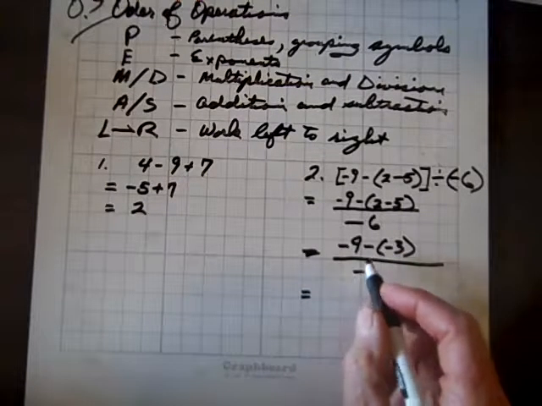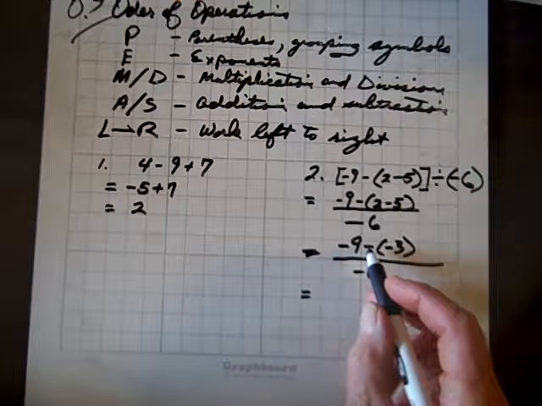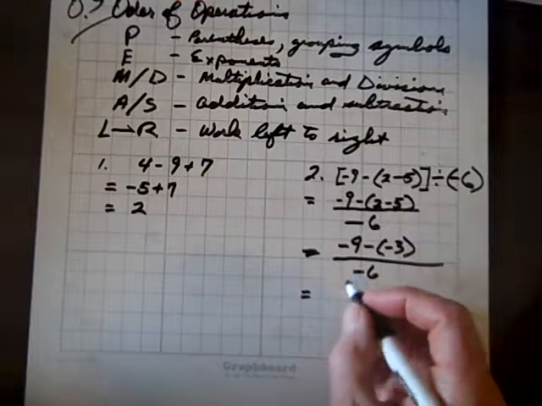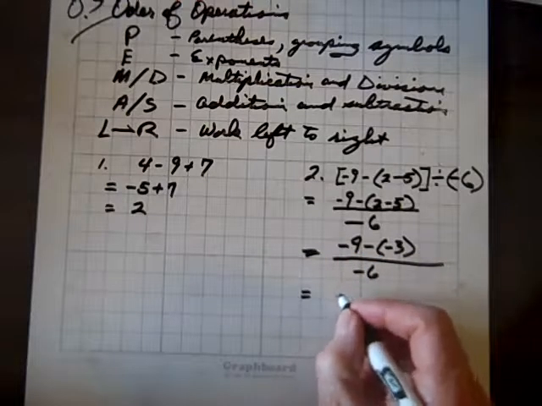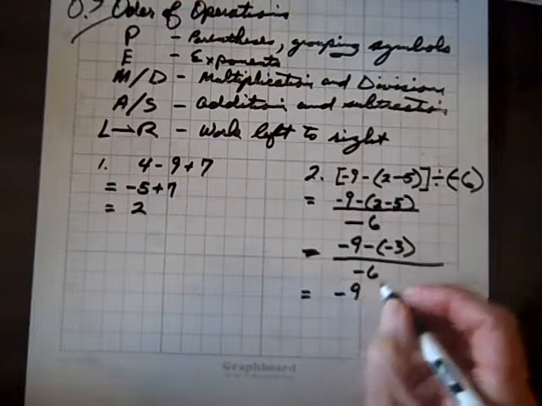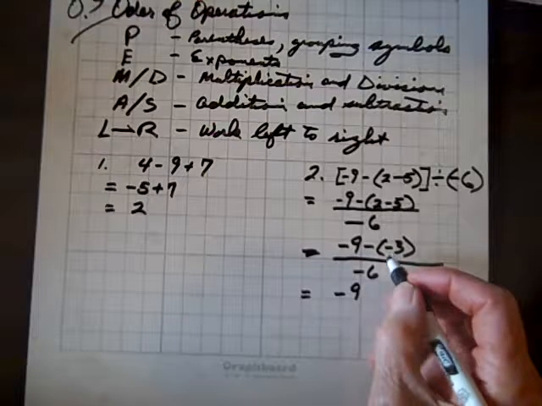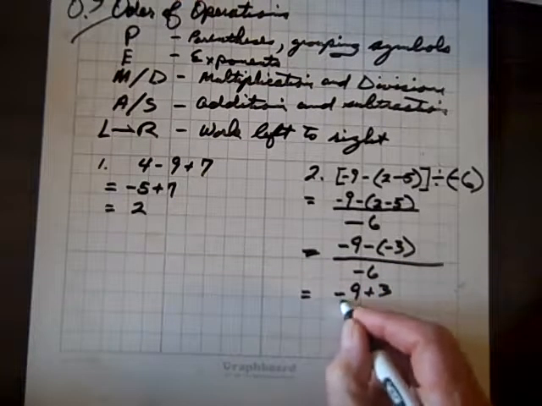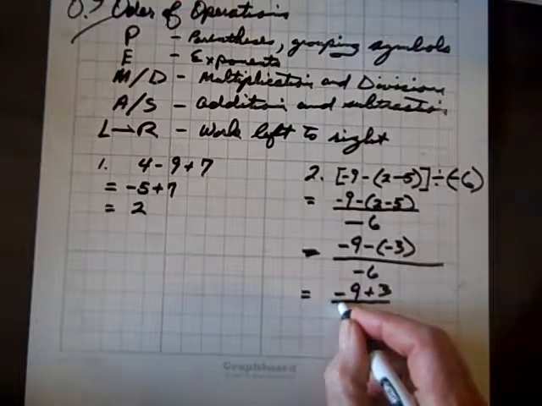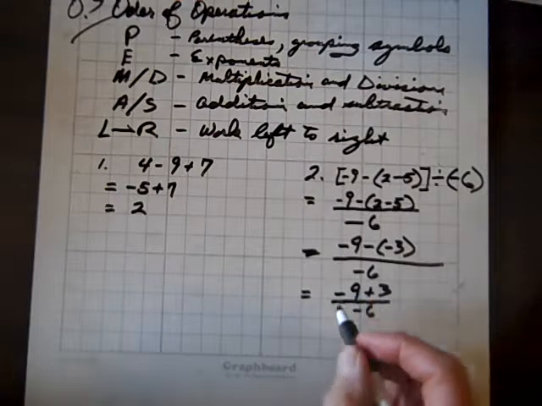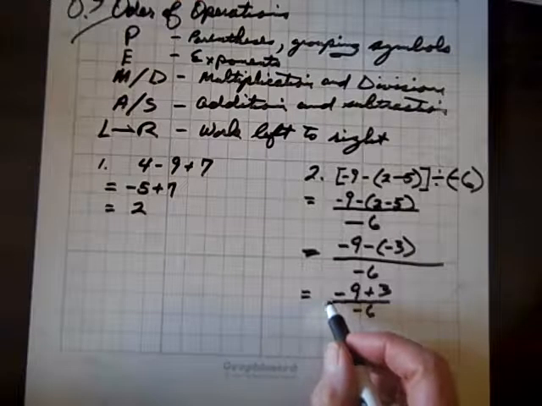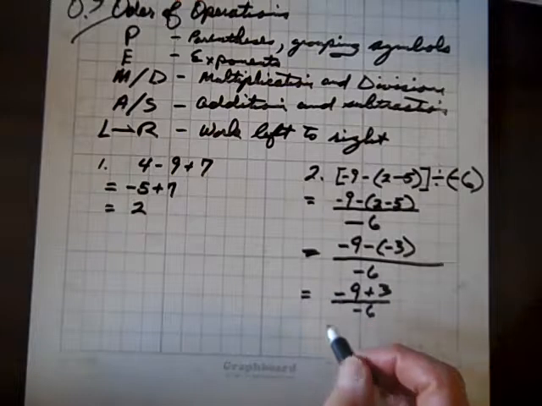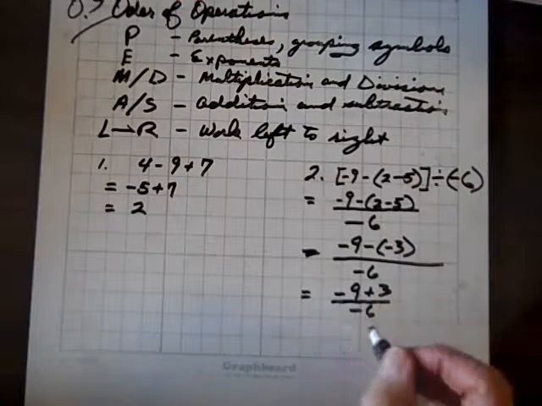So now we have to deal with the multiplication, negative times a negative, before we subtract 9. So we have minus 9, and the product of an even number of negatives is positive, so that's plus 3 over negative 6. You want to make sure this division bar is totally under this negative sign. You don't want that negative sign out front because it would change everything.